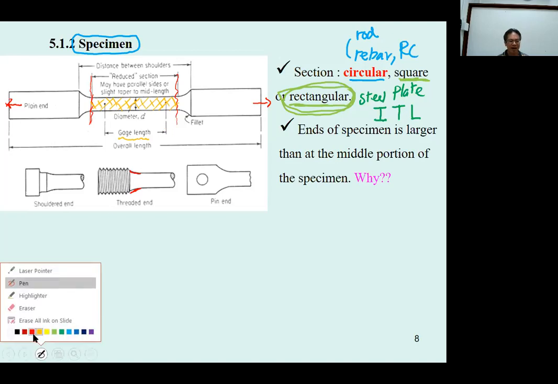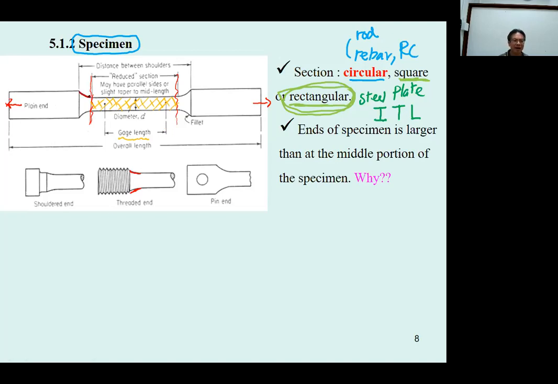How come the end of this has this kind of shape? The end of the specimen is larger than the middle portion, which I explained to you already. But why must the transition be in this shape? It must be in this shape in order for the stress to be transferred from the end to the middle part of the specimen smoothly. When stress transfers smoothly, the testing result will be more accurate.